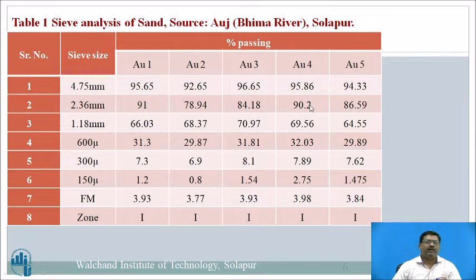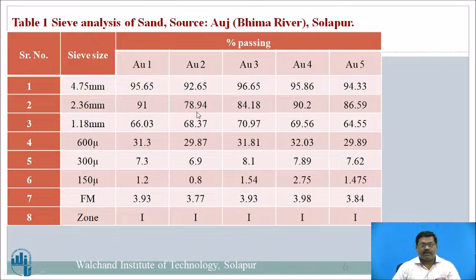This Table 1 shows you the sieve analysis of the sand. The source is Aus village, Bhima River in South Solapur Taluka. These are the sieve sizes, and for the 5 samples the abbreviations are given as AU1, 2, 3, 4, 5, meaning Aus 1, 2, 3, 4, 5.